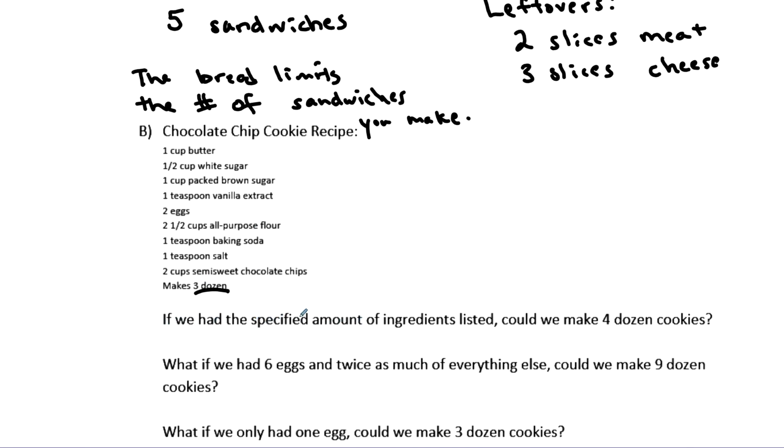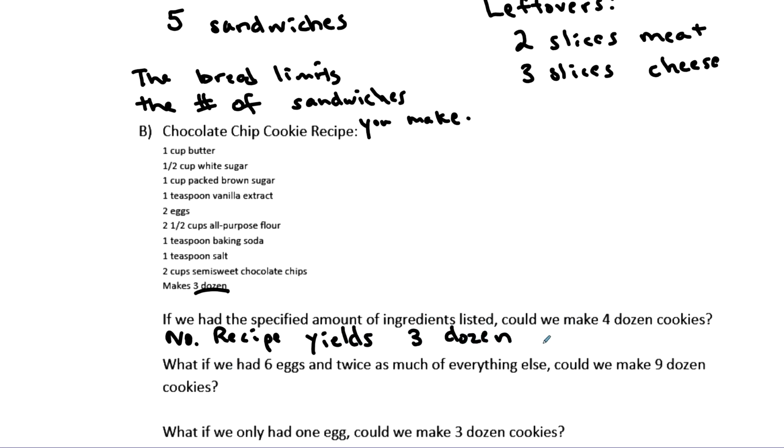So if we had the specified amount of ingredients listed, could we make 4 dozen cookies? Well, no, we couldn't, because we only have the ingredients for 3 dozen. So I'll say recipe yields 3 dozen.